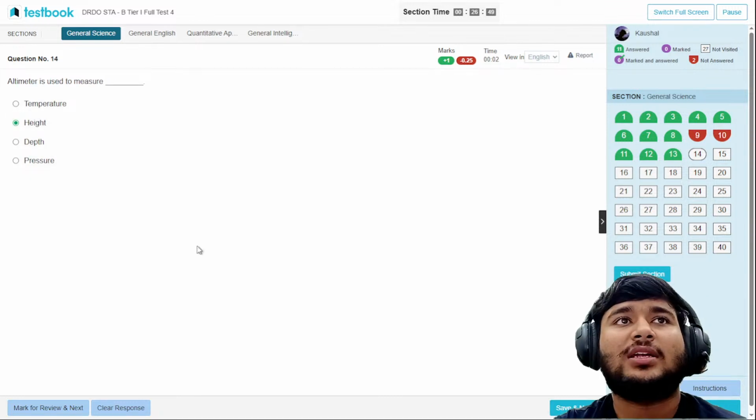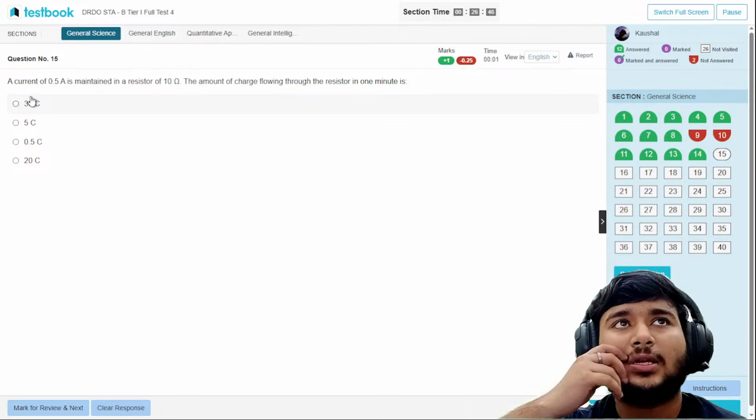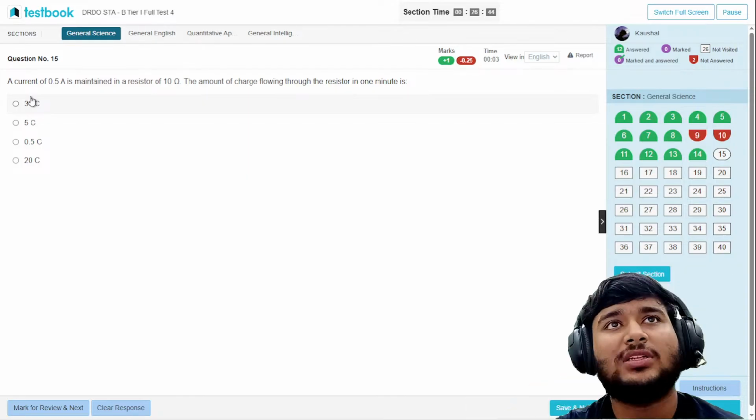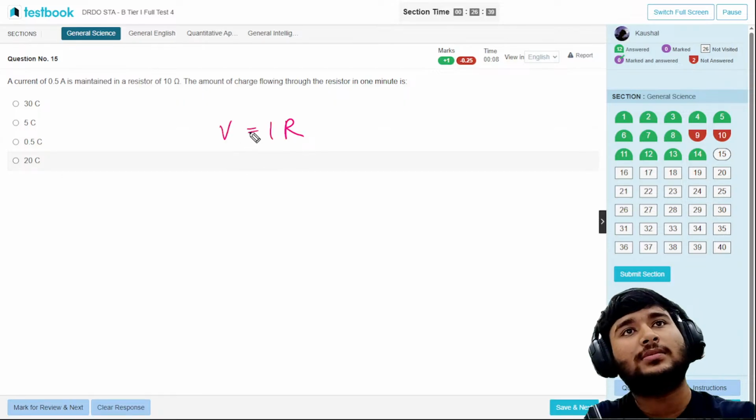Altimeter is height. A current of 0.5 ampere maintains a resistance of 10. The amount of charge equals to IR. R दे रखा है, क्या निकालना है? I निकालना है. वो करंट दे रखा है, the amount of charge flowing through the resistor.